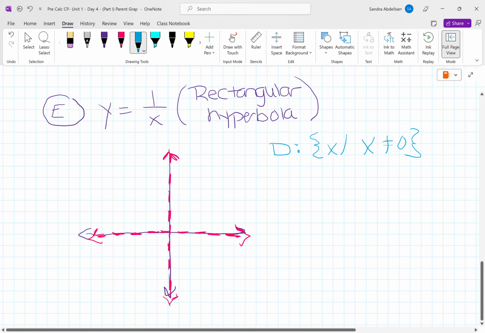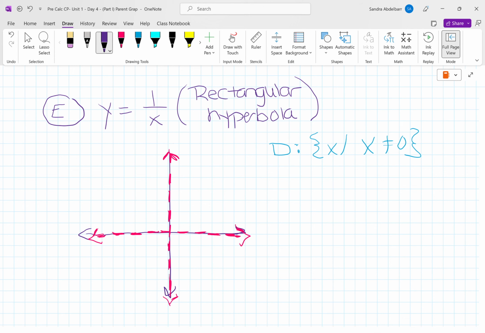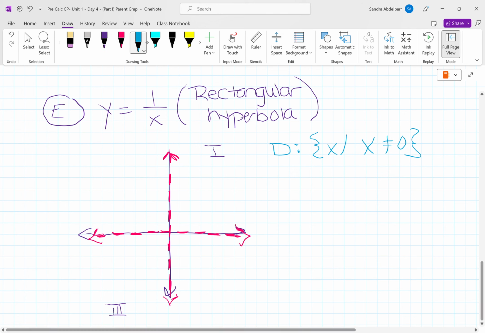So in a rectangular hyperbola, in our parent graph, we have our graph in two areas. We have it in quadrant 1 and in quadrant 3. So basically what's happening is we are getting really close to the x and y axes, but we're never crossing them. Do you see how I'm hugging it, but I'm never crossing it? I'm not crossing it because of the asymptote.